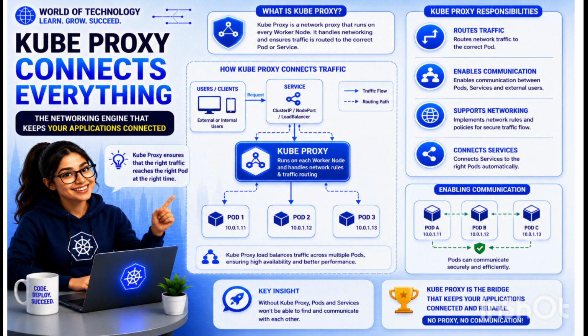Imagine your application has 10 pods. Users should not manually choose which pod to access. Kube-proxy intelligently manages traffic distribution. This enables scalability and reliability. A powerful insight: without kube-proxy, applications may run successfully, but communication inside the cluster becomes difficult.